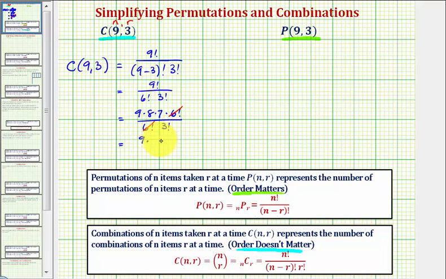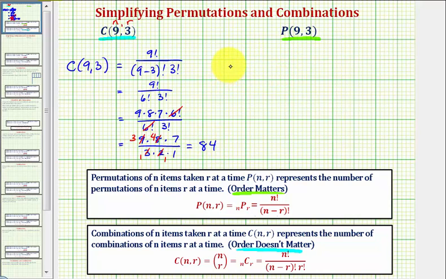So we have 9 times 8 times 7 divided by 3 factorial, which is 3 times 2 times 1. Notice 9 and 3 share a common factor of 3. There's one 3 in 3, and three 3s in 9. 8 and 2 share a common factor of 2. There's one 2 in 2, and four 2s in 8. So we have 3 times 4 times 7 divided by 1, which would just be 3 times 4 times 7, or 84.